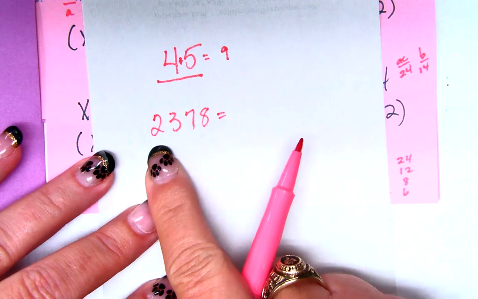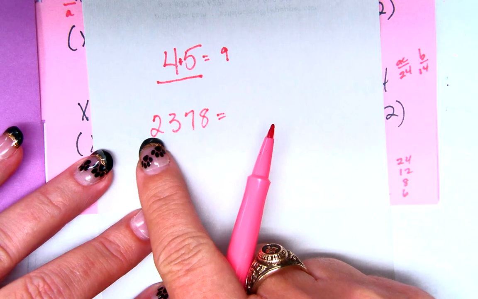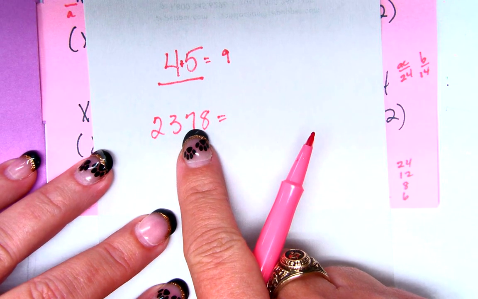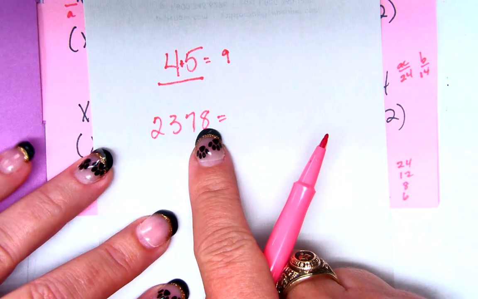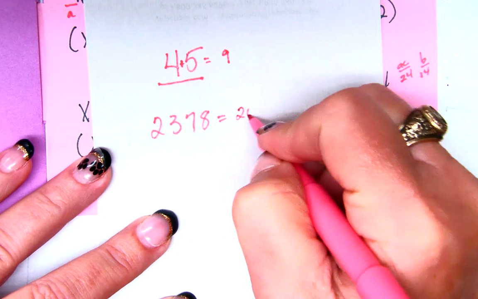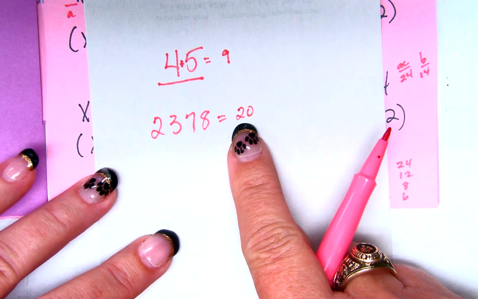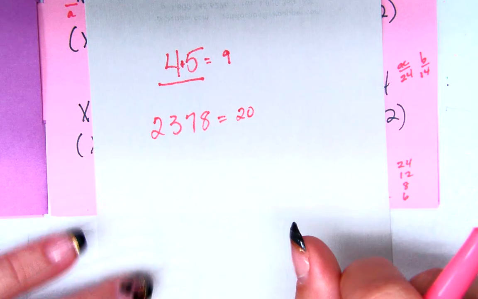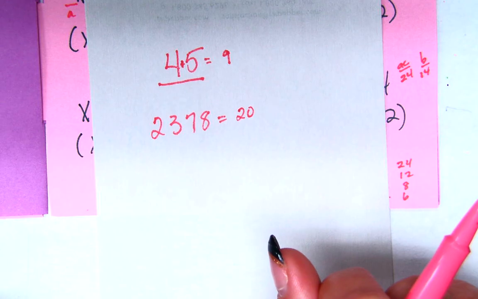Is that number divisible by 3? Well, it's 2 plus 3, 5 plus 7, 12 plus 8, 20. Is 20 divisible by 3? Then neither is this number. Does that make sense? How do you tell if a number is divisible by 4?